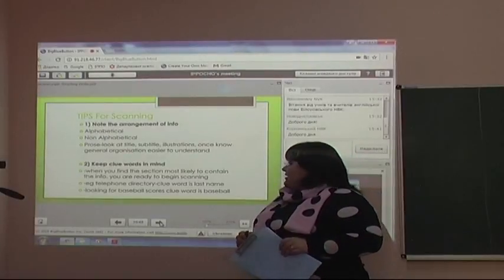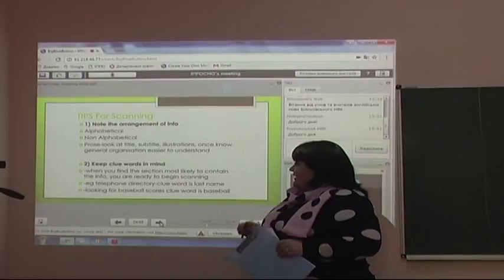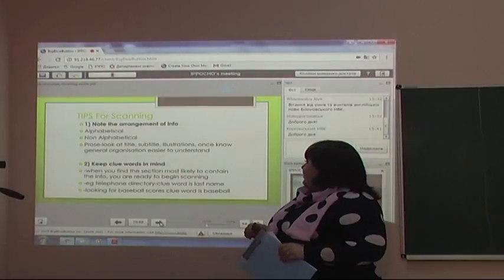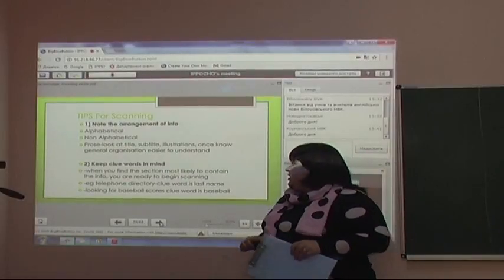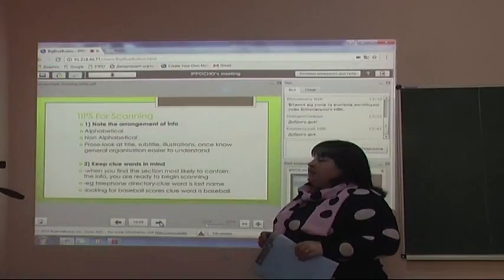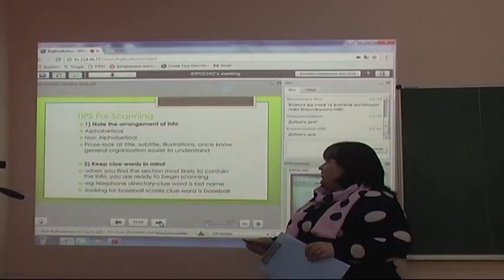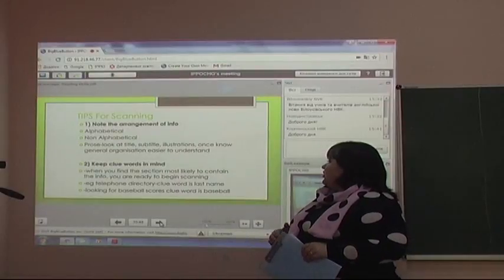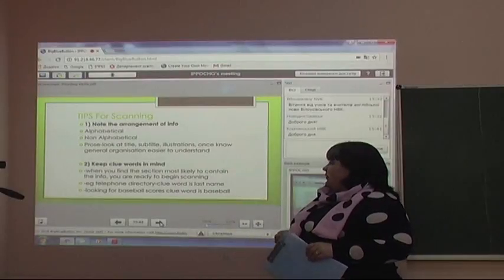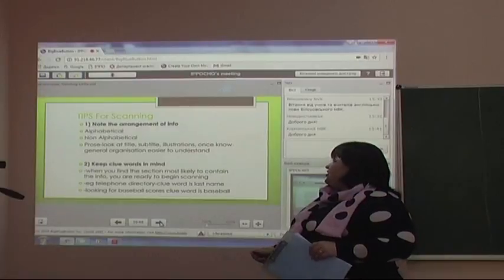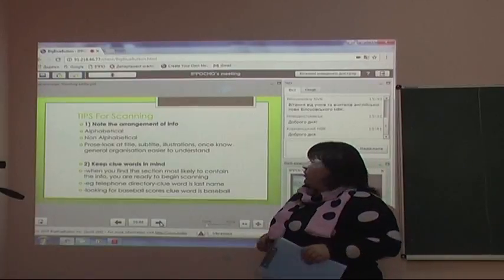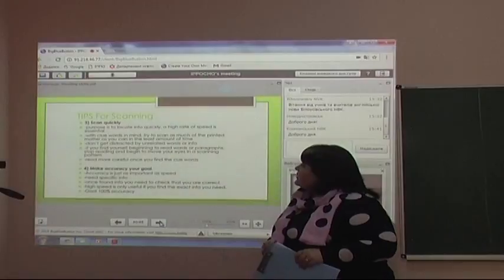Keep clue words in mind. When you find a section most likely to contain the information, you are ready to begin scanning. For example, in a telephone directory, the clue word is the last name. Looking for baseball scores, the clue word is baseball. And so on. The next.